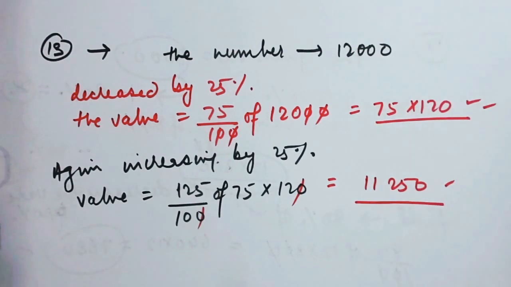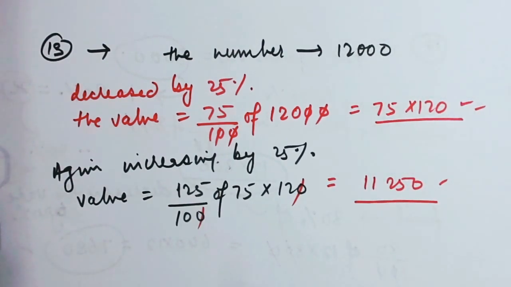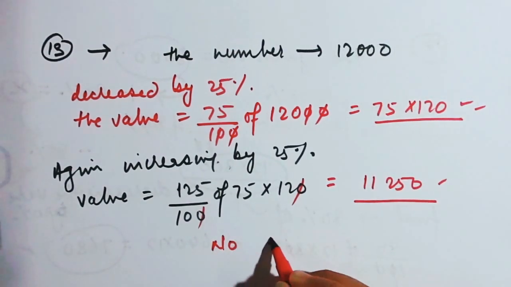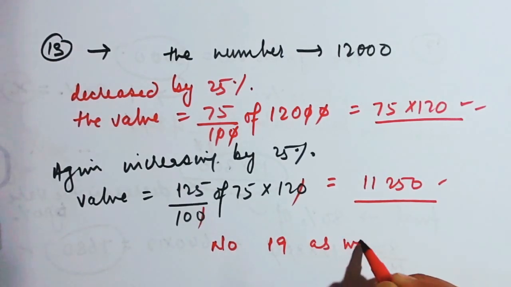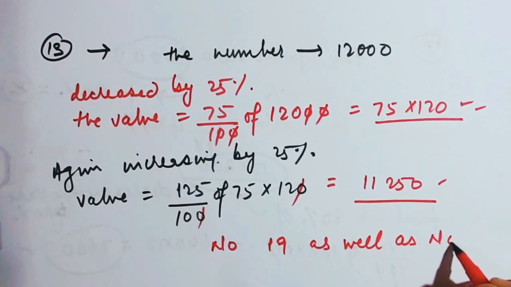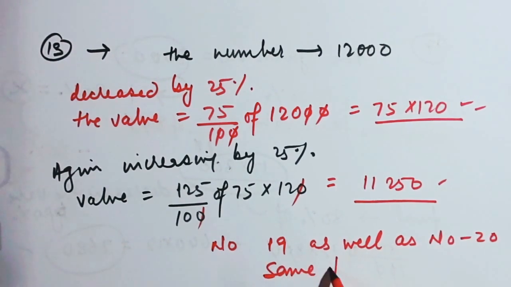Now, number 19 is also of the same type, so we are not going to do it. Number 19 as well as number 20 are of the same type. It's your responsibility to go through them again and again.